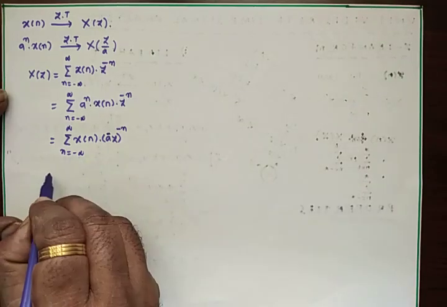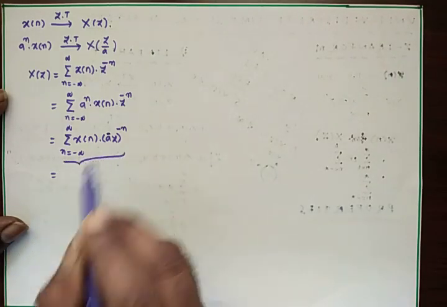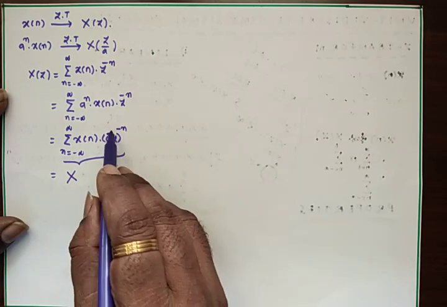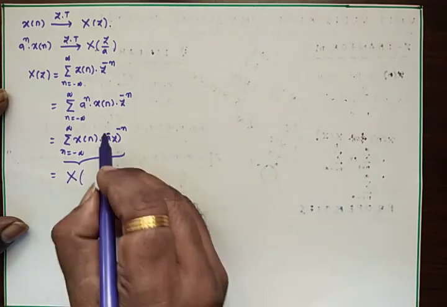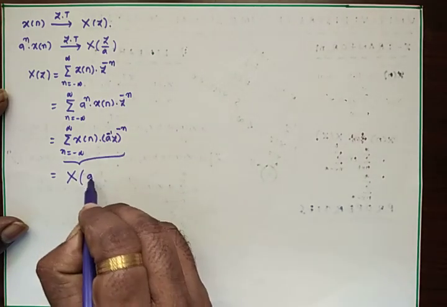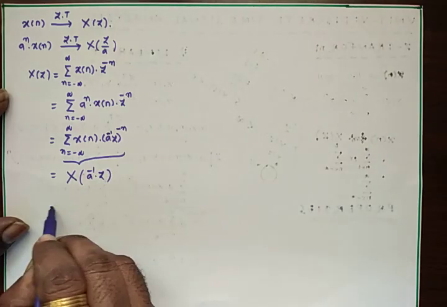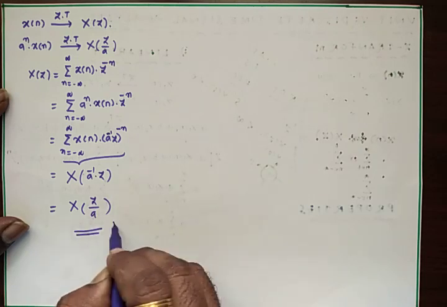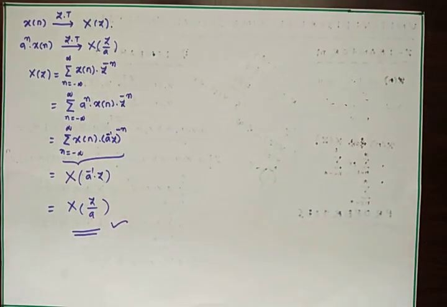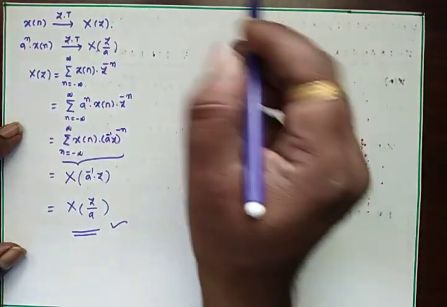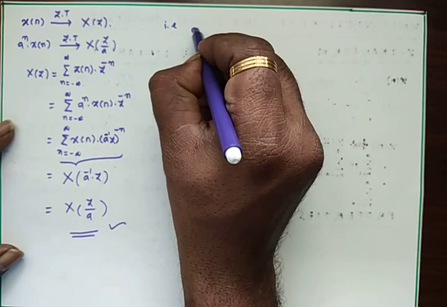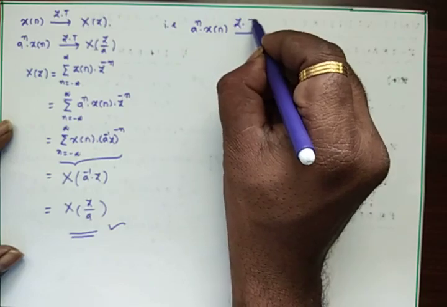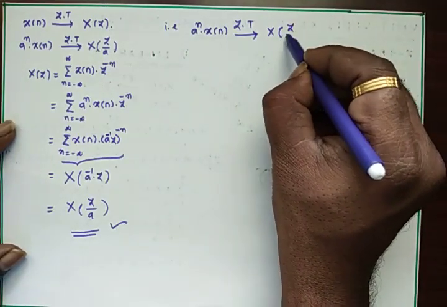This is the standard form of the z transform only, so in place of z, I have a to the power of minus 1 into z, so I can write x of z by a. So this is the z transform of the given signal. The conclusion is: a to the power of n into x of n, on which if we apply the z transform, we will get x of z by a.